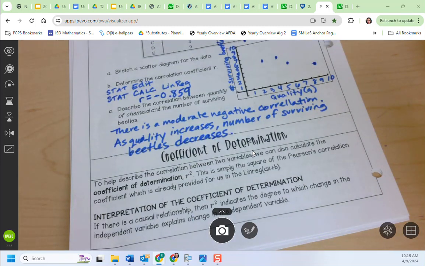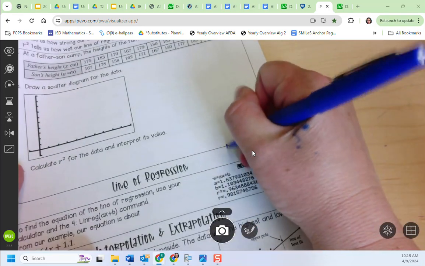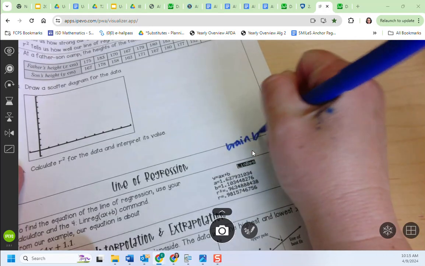All right, so you notice when you did that regression that you had an R and you also had an R squared. And so we're going to talk about the R squared next, okay? And after we talk about R squared, we'll take a little brain break. I'm just going to put that note here so I don't forget. Brain break. Okay.